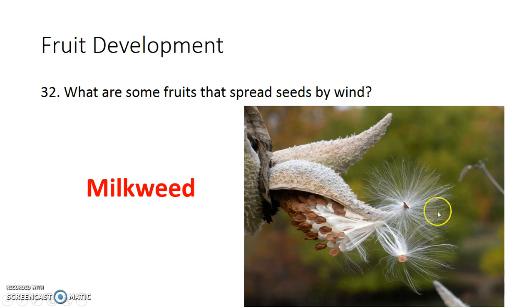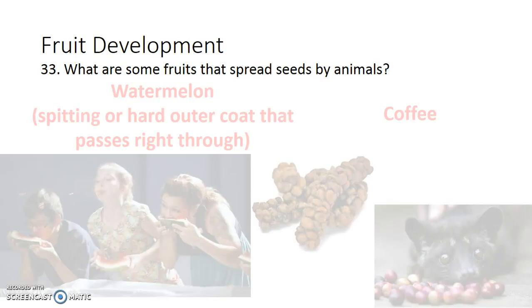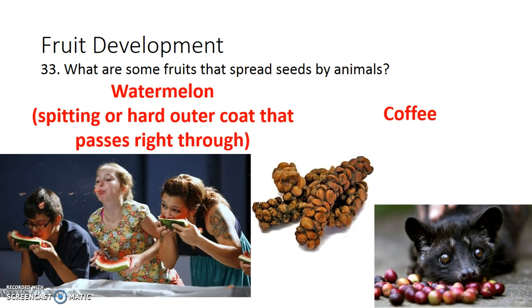Lastly, milkweed. Milkweed has seeds that look a lot like dandelion, and again, those seeds are spread via wind, just like dandelion. There are some seeds that are also spread by animals. This could be coffee, which actually are these berries that are red and eaten by this guy, what's called an African palm civet. When the African palm civet poops, it poops out the coffee beans with their own little packets of fertilizer ready to actually grow into new coffee plants.